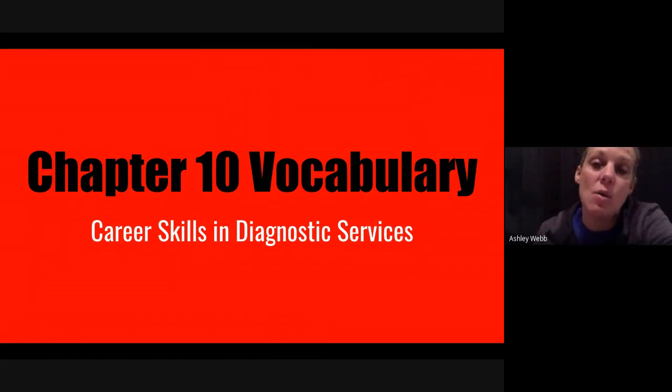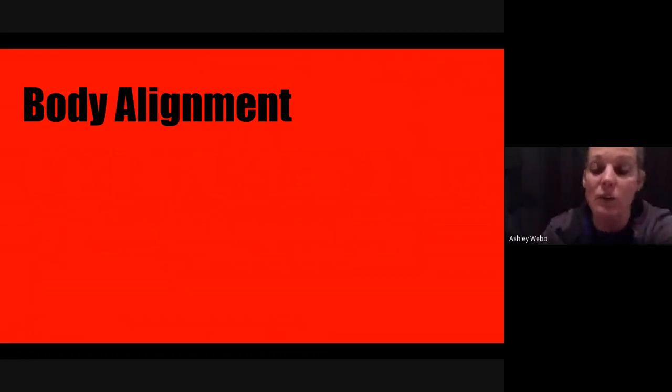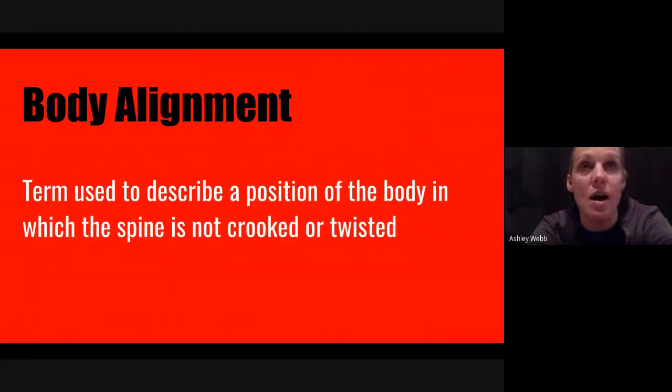Okay, so we're going to look at the 13 vocab words. Body alignment. Body alignment is positioning of the body without any twists or making the spine crooked. Okay, so lying on your side, throwing one leg over the top or twisting your body, that would not be good body alignment.